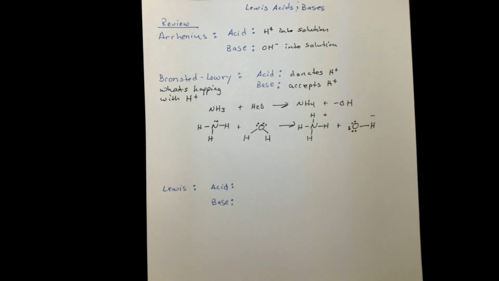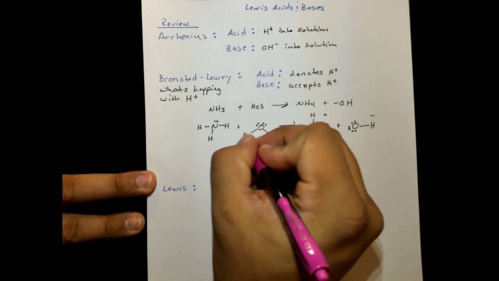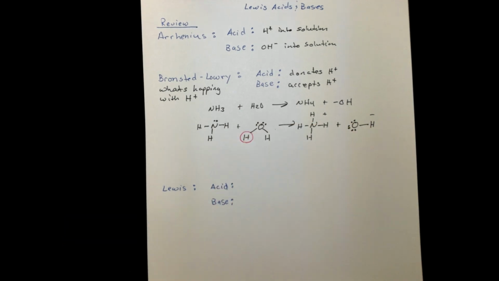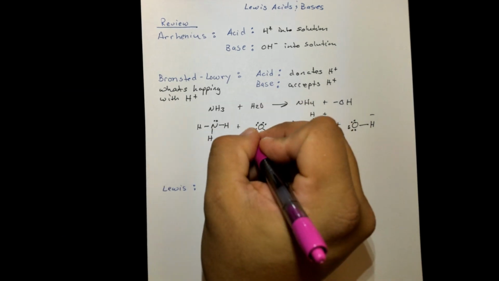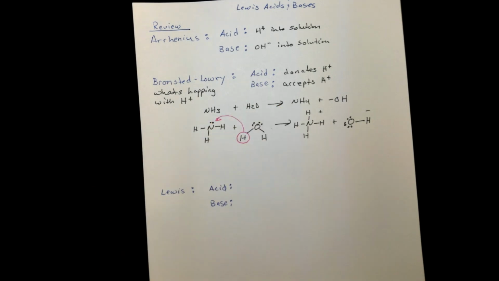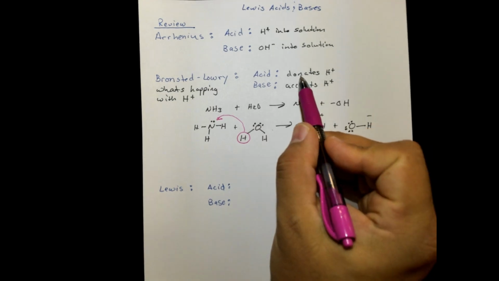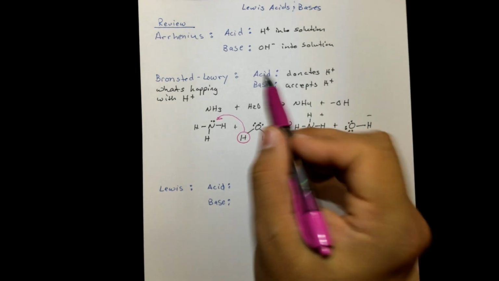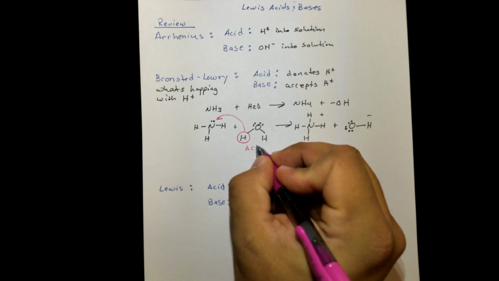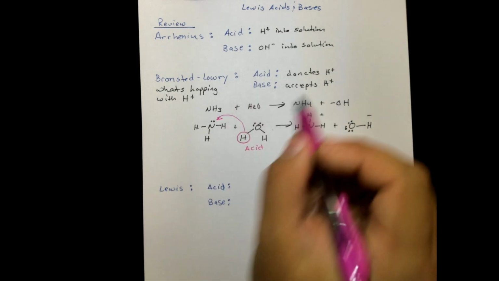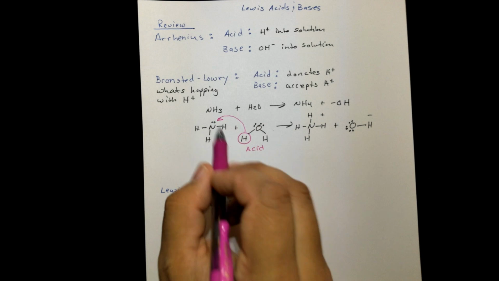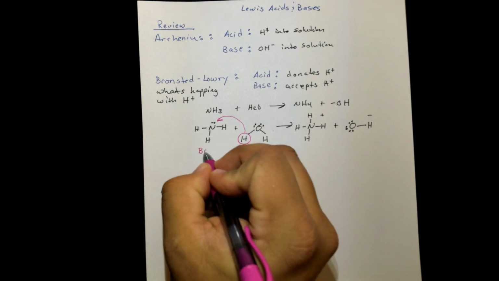So taking a look at this right here, what's happening with the hydrogen? We can see that water right here is going to lose this hydrogen. And who's going to pick up the hydrogen? Boom. The NH3 is going to pick up the hydrogen. And by definition, who donates the hydrogen? Water donates the hydrogen, so that makes water the acid. And then who accepted the hydrogen? Well, NH3 accepted the hydrogen, so that makes this guy the base.